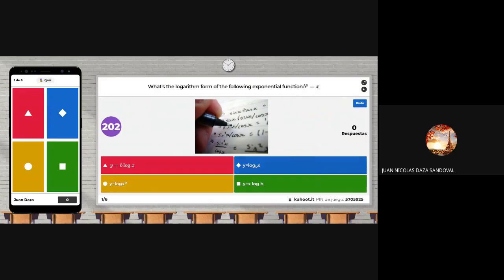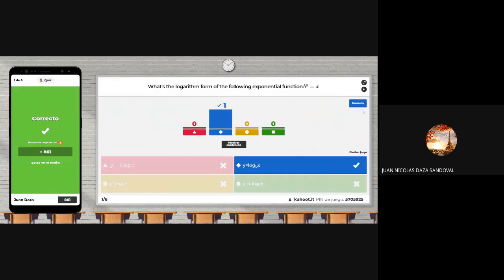and all these logs that don't have a number behind them mean they have a 10 there, and that's why they are not the correct answer. The correct answer will be the blue one: y equals log base b of x. Next one.